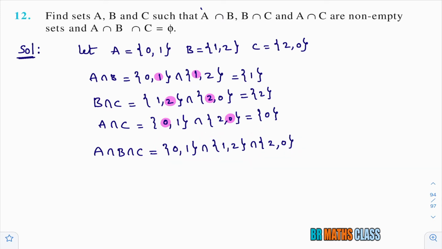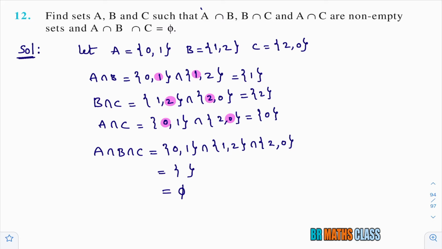If you take 0, 0 is present in two sets only, not in all three sets. We need to find the elements which are common in all the sets. If I take 1, 1 is present in these two sets only, and 1 is not present in this set. If an element is present in all three sets, that element only comes in A intersection B intersection C. You cannot find any element present in all three sets. So A intersection B intersection C is a null set.